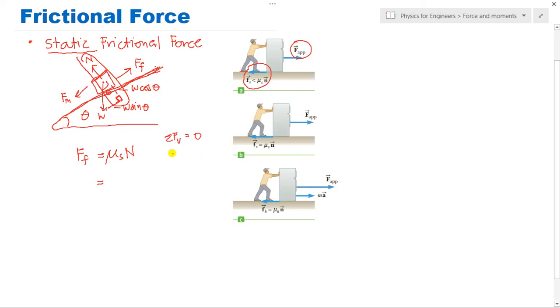Of course, we have the normal force, which is equal to the weight times cosine of theta. Then the friction is 0.5 times the weight cosine theta. So the total is weight cosine theta plus 0.5, which equals 1.5.